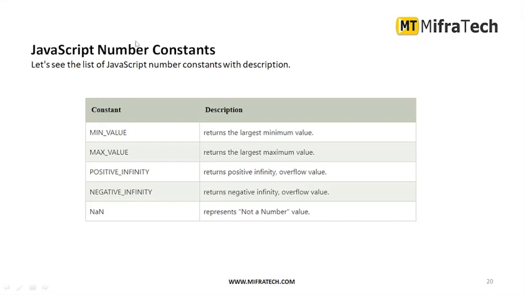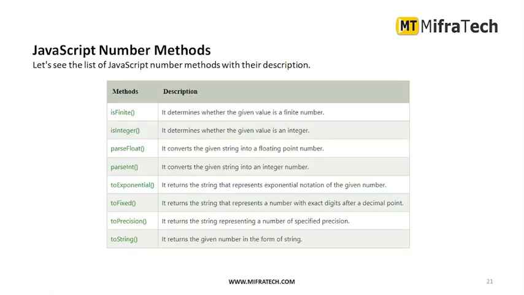JavaScript Number constants. There is a list of constants here with their descriptions. Min value returns the smallest value. Max value returns the largest value. Positive infinity is the overflow value, and negative infinity is the same for the negative side. NaN represents a not-a-number value. If it's not a number, you will get an error.